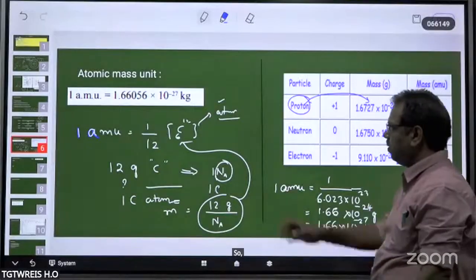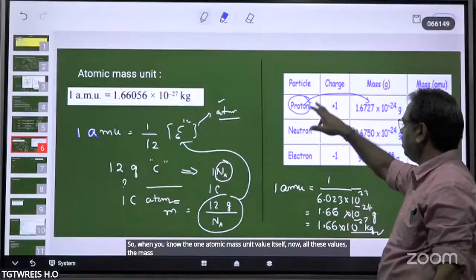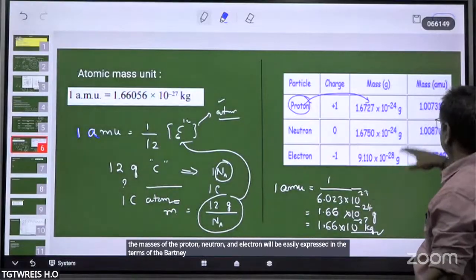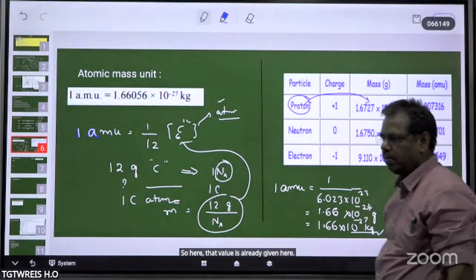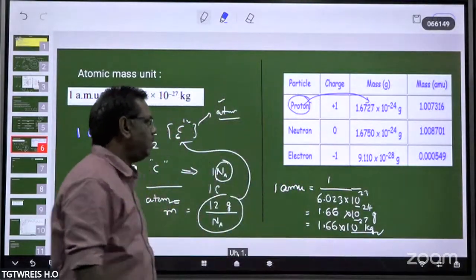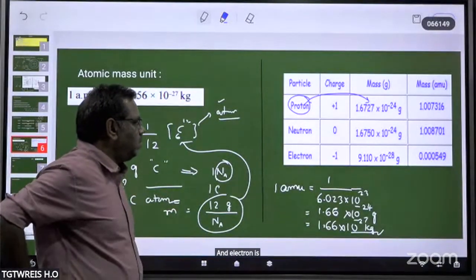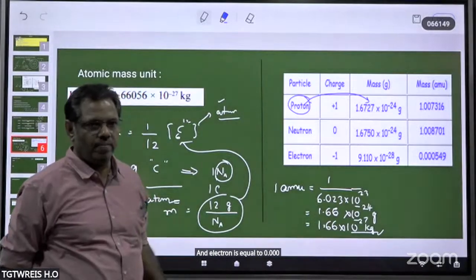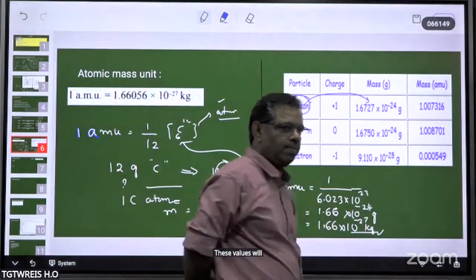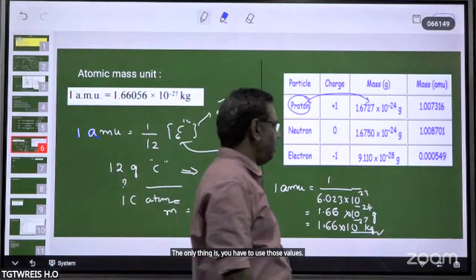So when you know the one atomic mass unit value itself, now the masses of the proton, neutron, and electron can be easily expressed in terms of AMU. One proton mass in terms of atomic mass unit is 1.007316, neutron 1.008701, and electron is equal to 0.000549. So no need of remembering these values. These values will be given directly in the problem itself. The only thing is you have to use those values for getting the solution.